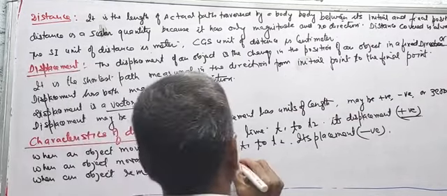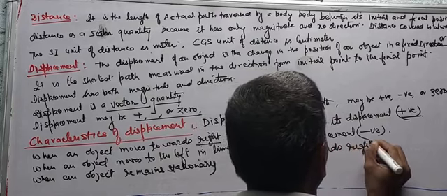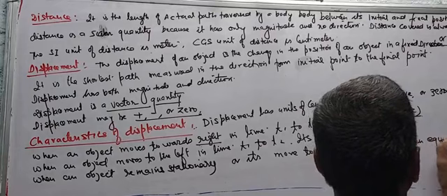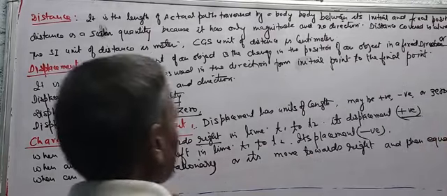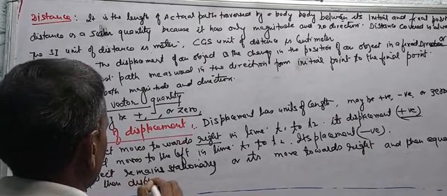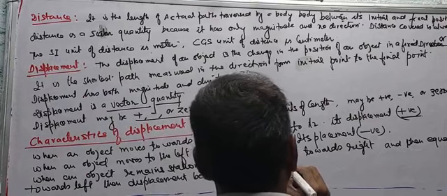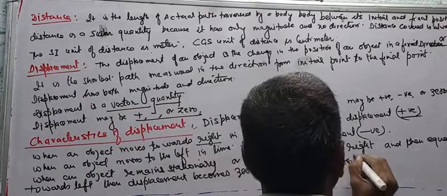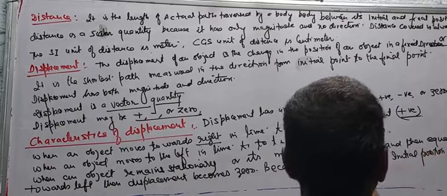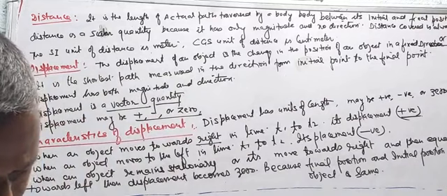When an object remains stationary, or it moves first towards the right and then an equal distance towards the left, then displacement becomes zero, because the final position and initial position of the object are the same.